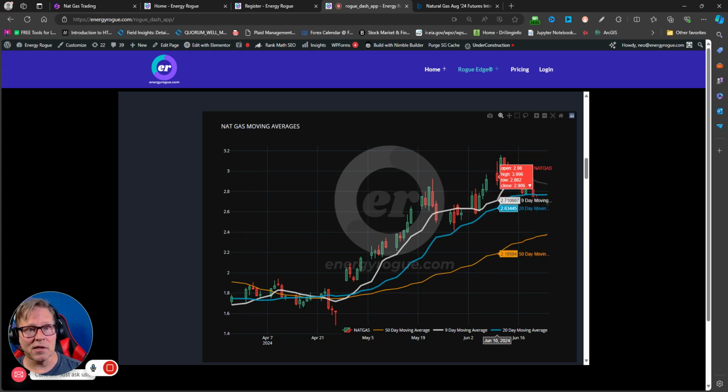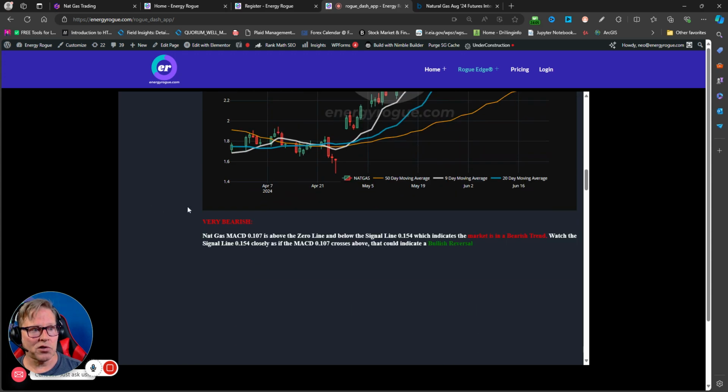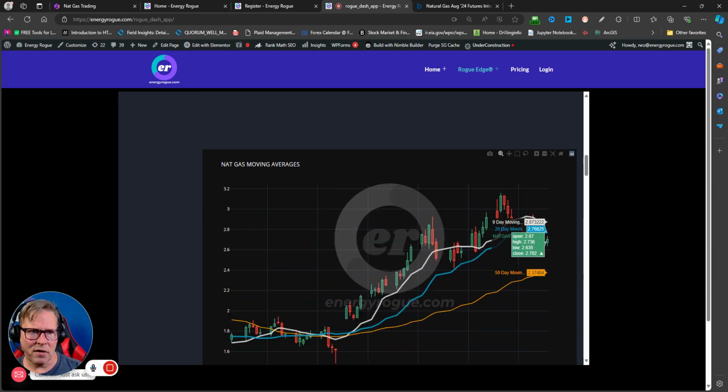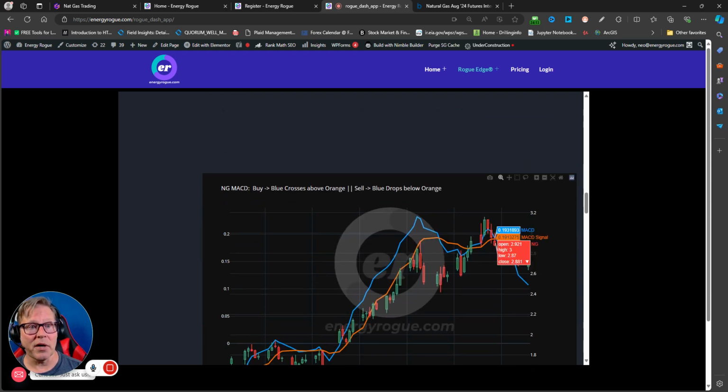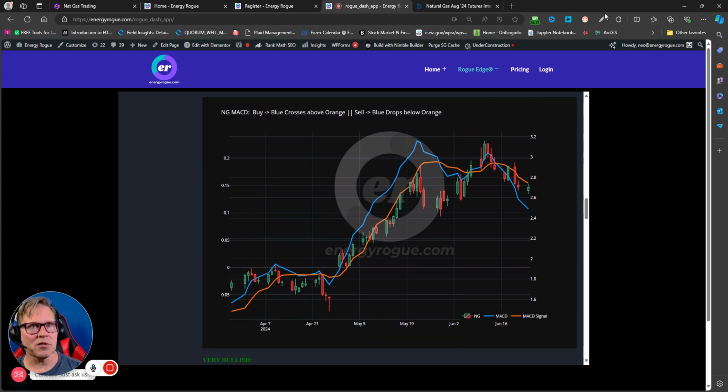So if you look at this, we are in a bullish trend, even though it's starting to flatten out on the 9-day. Now, the MACD is actually very bearish. And the MACD is one of my favorite signals. And as you can see, it created a signal down here, and we went into a very big uptrend.